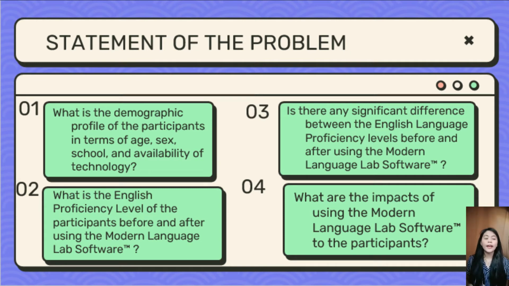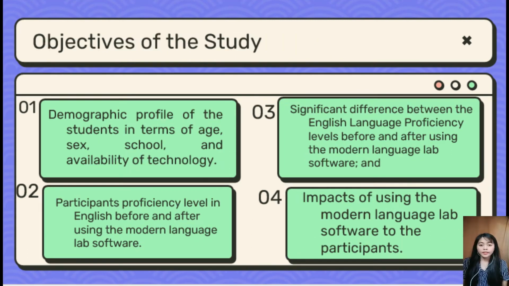Third, is there any significant difference between the English language proficiency level of the participants before and after using the Modern Language Lab software? And lastly, what are the impacts of using the Modern Language Lab software to the participants? This study aims to determine the following variables.